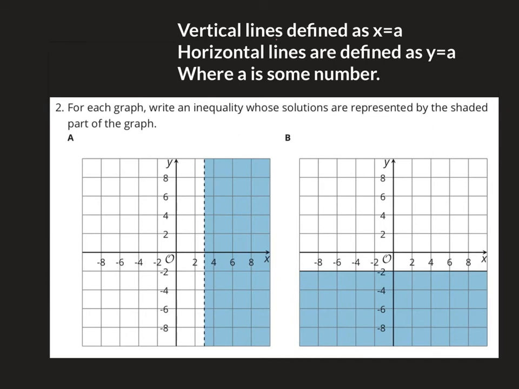So first off, just a little bit of review. Let's keep in mind that vertical lines go up and down, right? So vertical lines are defined as x equals a. Horizontal lines move left and right. I always think about that with the horizontal line in H. Horizontal lines are defined as y equals a, where a is just some value, right?